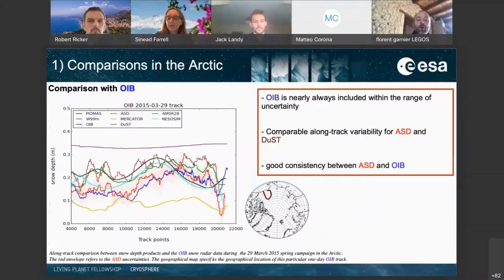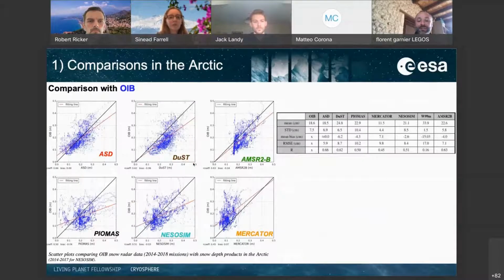If we consider now all the Operation IceBridge between 2014 and 2018, we found good statistics for ISD with correlation of about 0.6 and no bias, which is quite satisfying. But note that we also found good correlation for dust and from AMSR2, which are in favor of the relevancy of this observation product. Statistics are a bit lower for the model, but still correlation of 0.5 are quite acceptable in the Arctic.